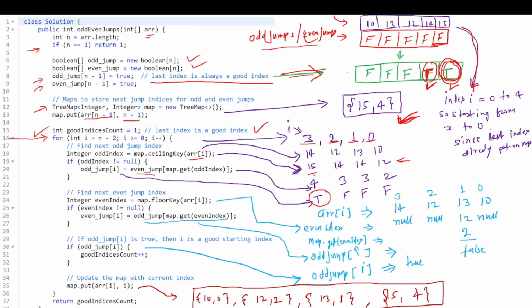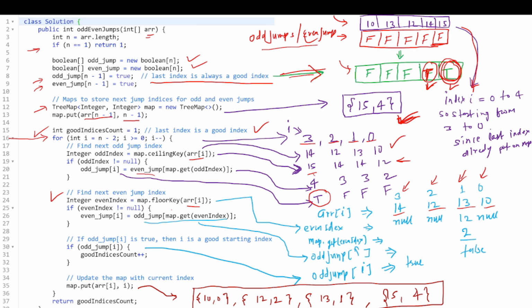This is our odd jumps, let's suppose, and we have maintained. Now let's talk about the even jumps. How are we going to find them? For the even jumps, we first have to find all the array elements. So array at I we have already talked about. For the indexes 3, 2, 1 and 0 we have 14, 12, 13 and 10, as we have talked about here.